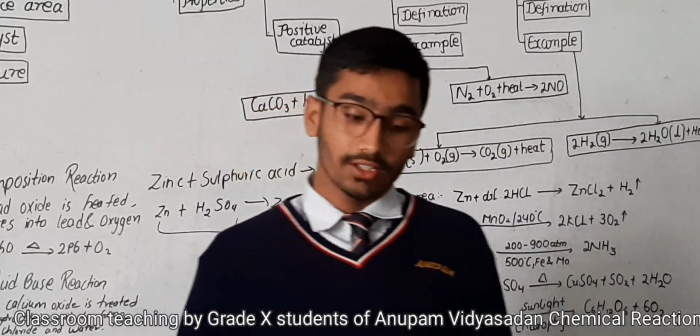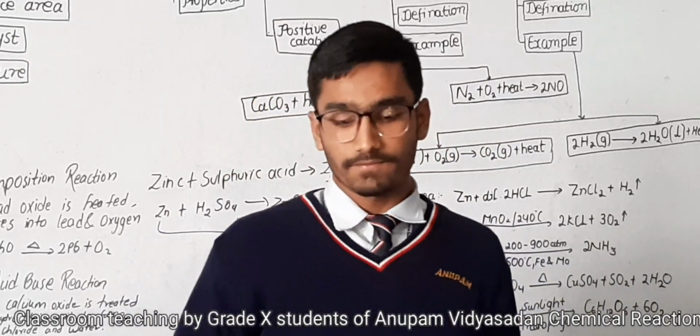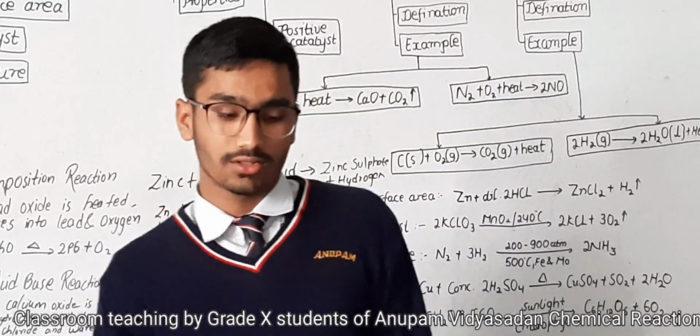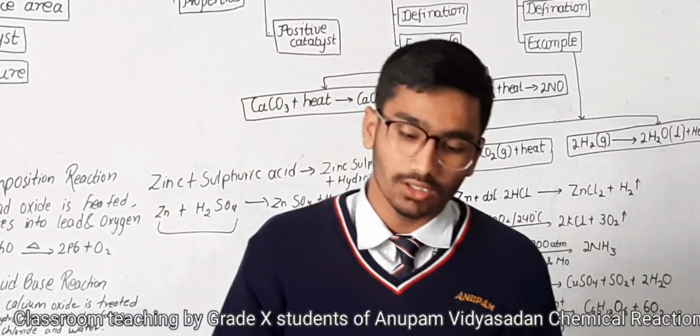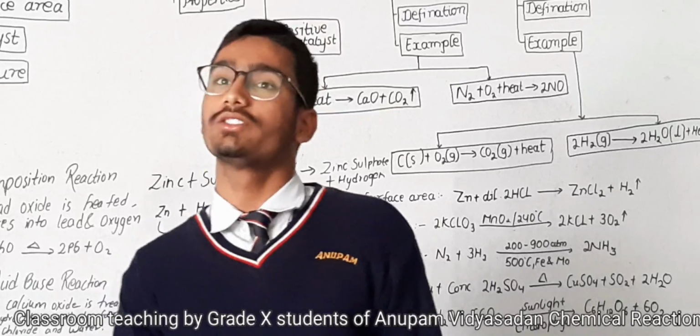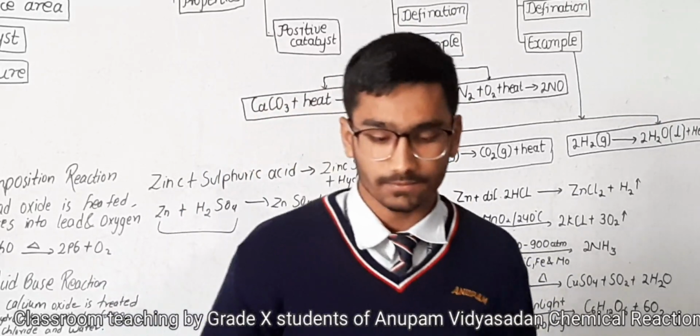And another example, when zinc reacts with copper sulfate solution, copper is obtained along with the solution of zinc sulfate. And the chemical reaction of that is Zn plus CuSO4 gives ZnSO4 plus Cu.